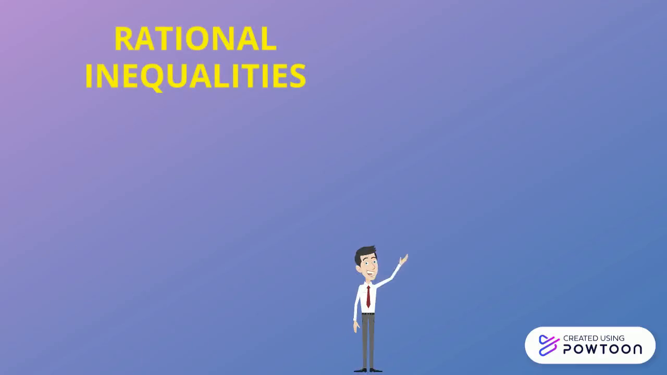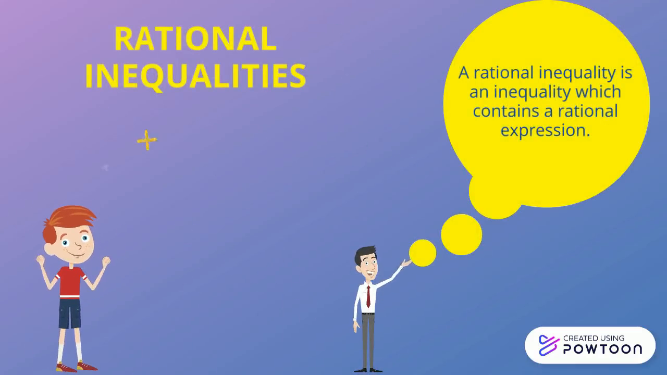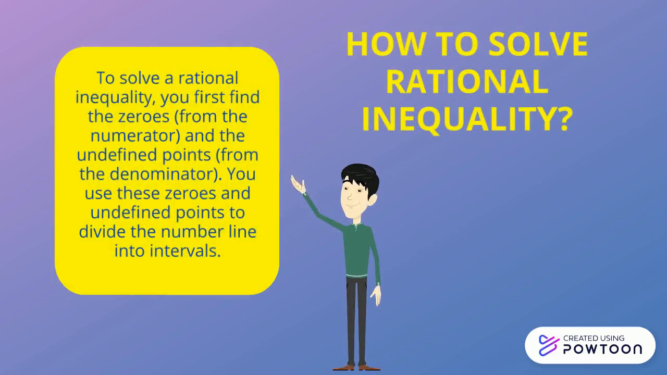Now, let's move on to rational inequality. A rational inequality is an inequality which contains a rational expression. So, how to solve a rational inequality? First, you need to find the zeros from the numerator and the undefined points from the denominator. You use these zeros and undefined points to divide the number line into intervals.